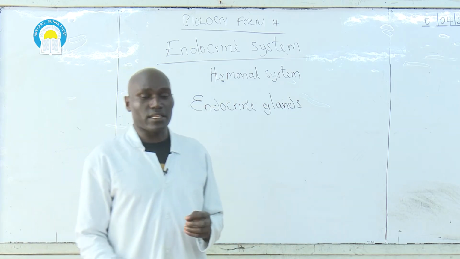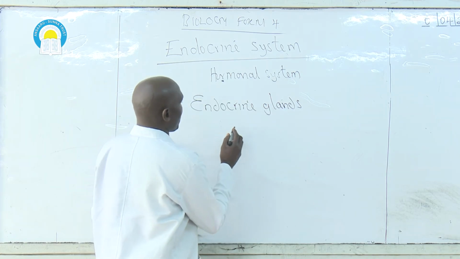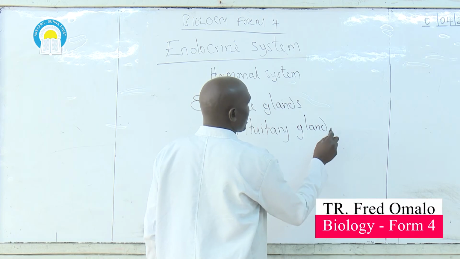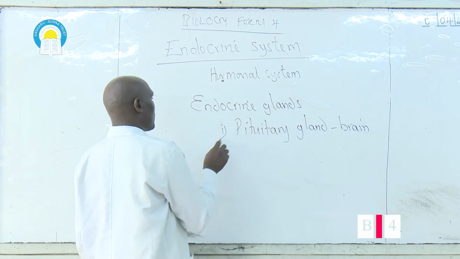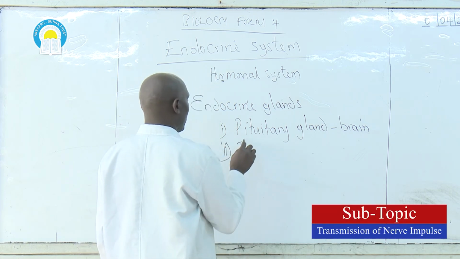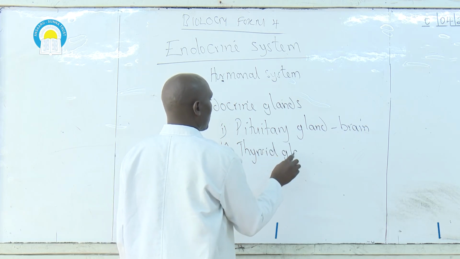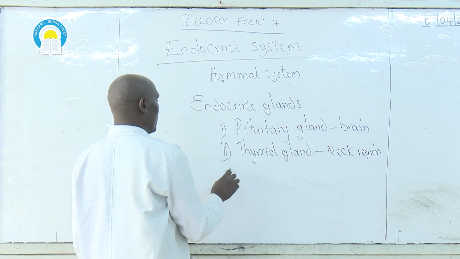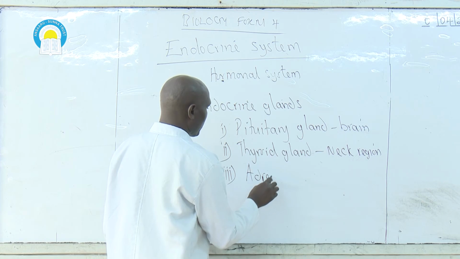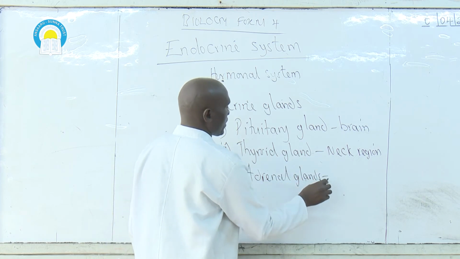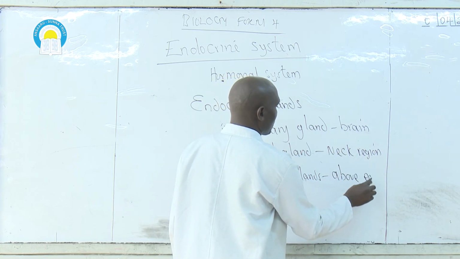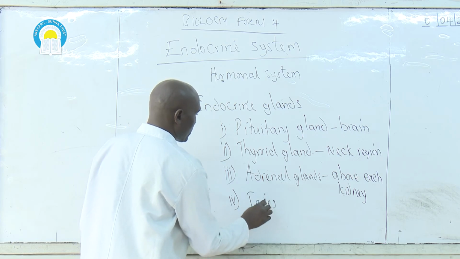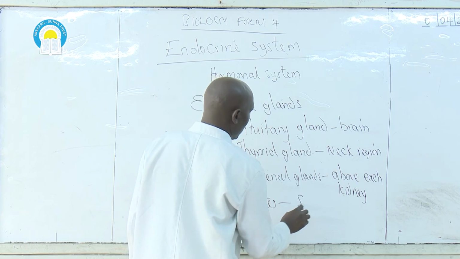So, some of the endocrine glands that we have are: we have the pituitary gland in the brain, we have the thyroid gland in the neck region, we have the adrenal glands above the kidneys, we have the testes of the males, which are located inside the scrotum.